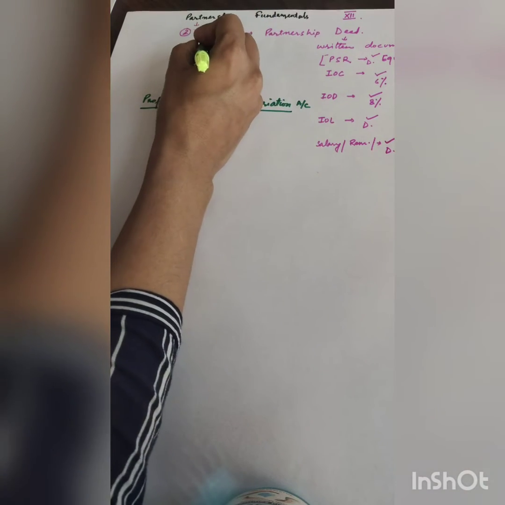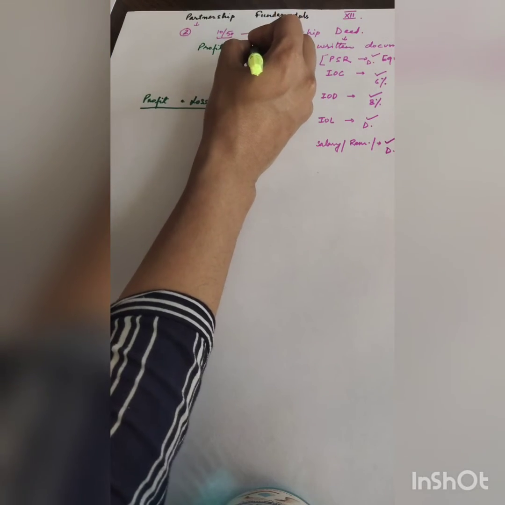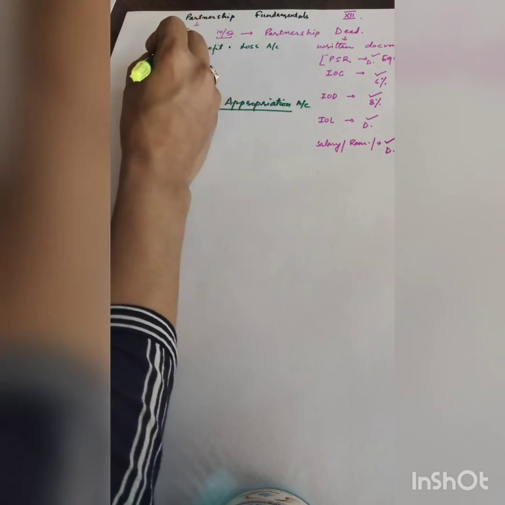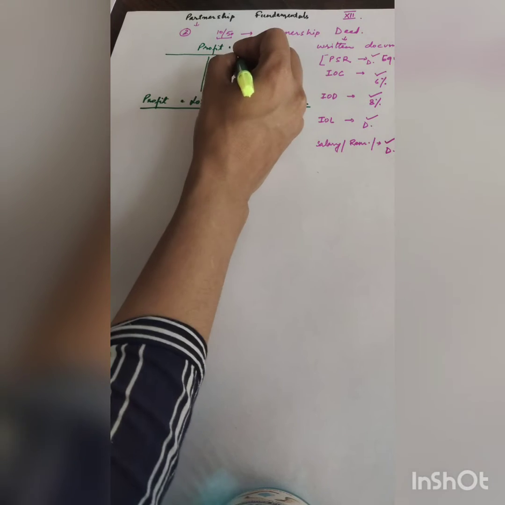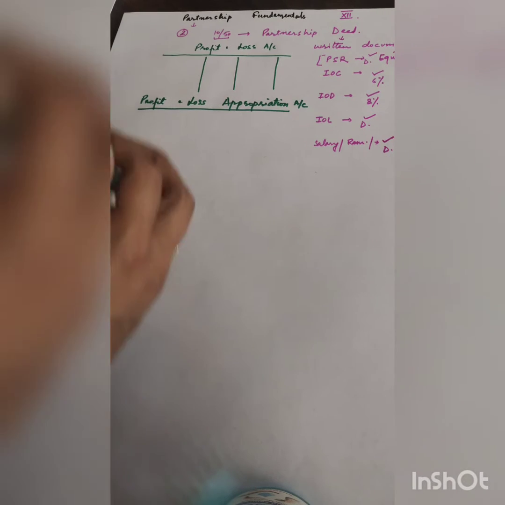The profit and loss account, which you have already studied in class 11th, ends there. What begins from there is profit and loss appropriation. So this was the P&L account which was already studied in class 11th, right?